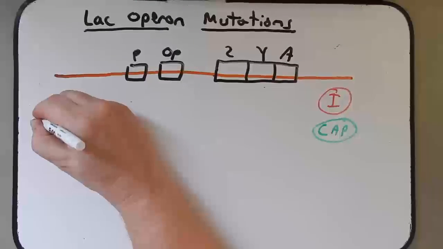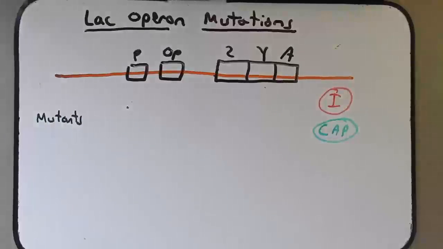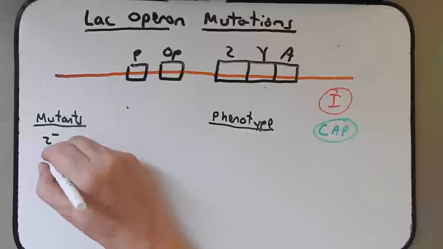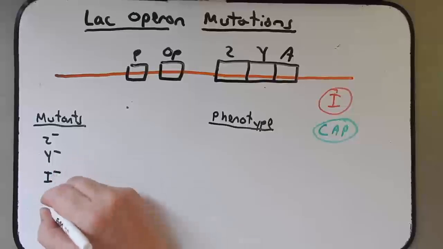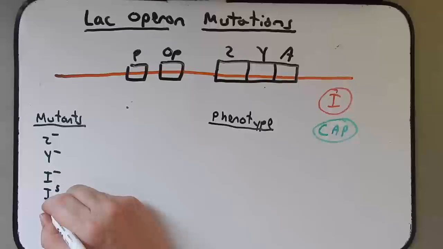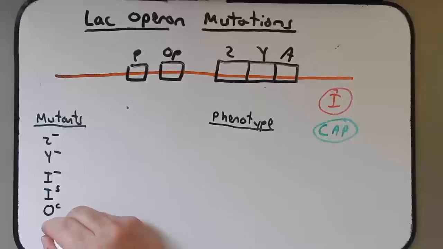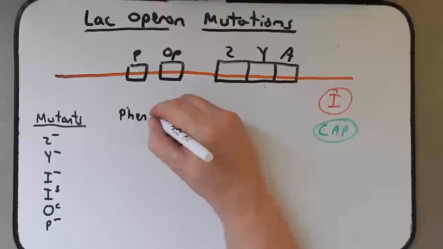Over here on the left, let's write the various mutants that we want to talk about. And then over here, we're going to talk about the phenotype. So our lacZ minus mutants and our lacY minus mutants. Then we'll talk about a mutant called I minus, another mutant called I superscript S. Then we'll talk about a mutation called O superscript C. The C stands for constitutive. And then we'll talk about a mutation called P minus. We might talk about some more too, but this will get us started here. I'm going to draw a phenotype over here, which will give me some room over here to draw some things.